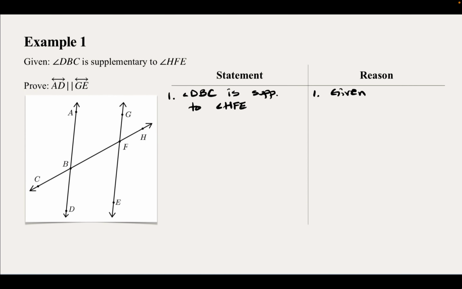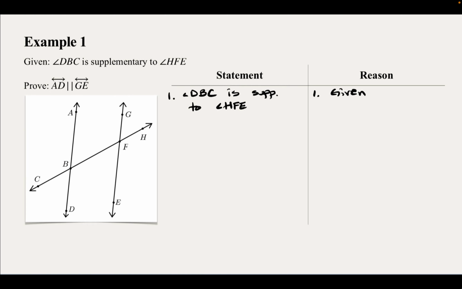Let's go through an example. Now, I have a separate video that walks through how to do proofs, so if you need a refresher, feel free to check that out. In this statement reason chart, I've already put in my first step, which is the given information. Usually my next step would be to put all of my given information into my diagram.